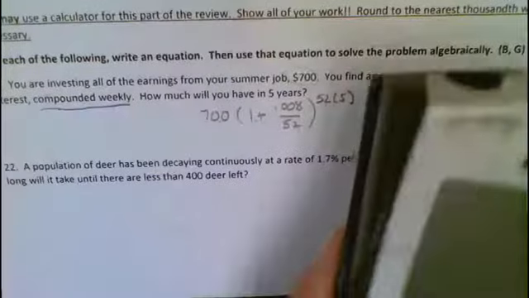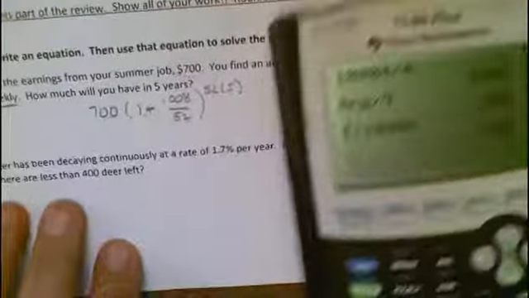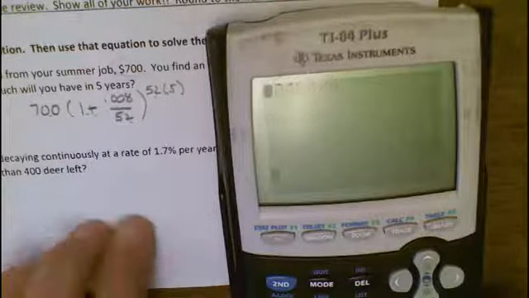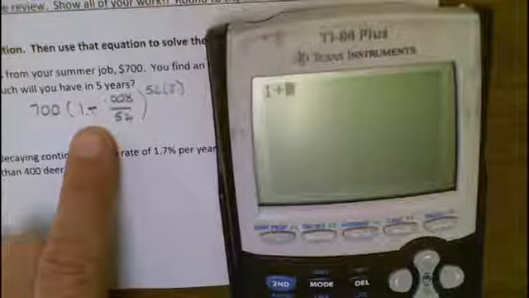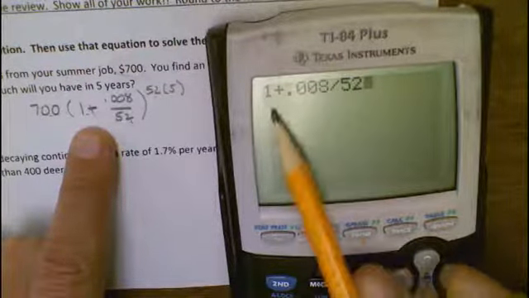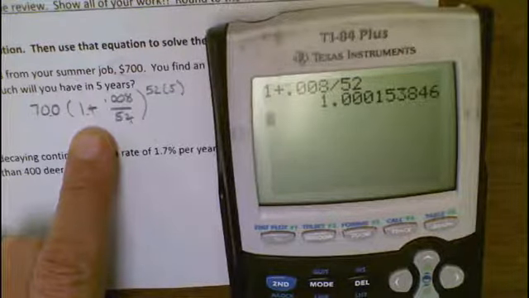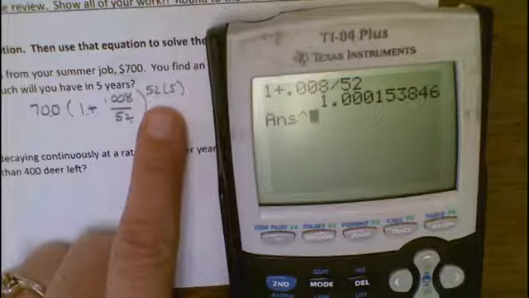All right, so then you just have to throw that in your calculator. Couple ways you can do it. What you might want to do is start with the parentheses first, because that's the order. So 1 plus 0.008 divided by 52. The calculator will do the division before the adding. That's the number I get. Now I'm going to raise it to the 52 times 5 power.